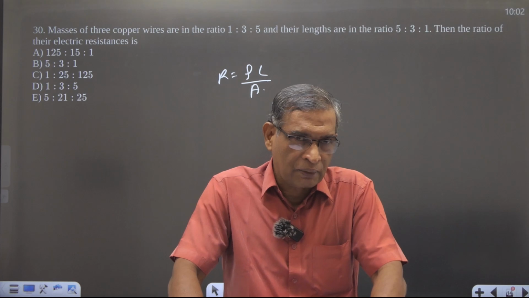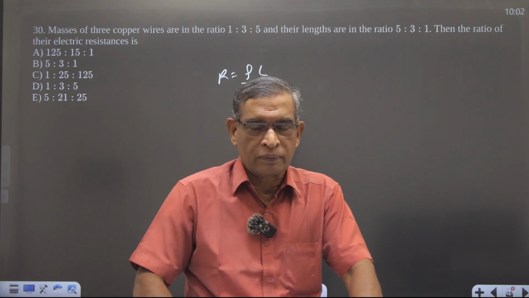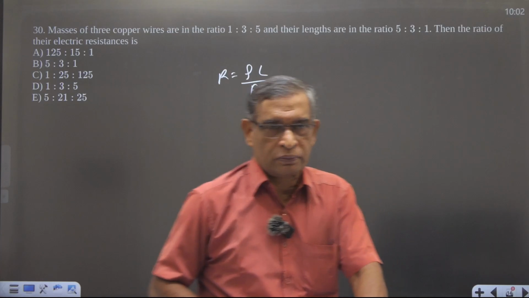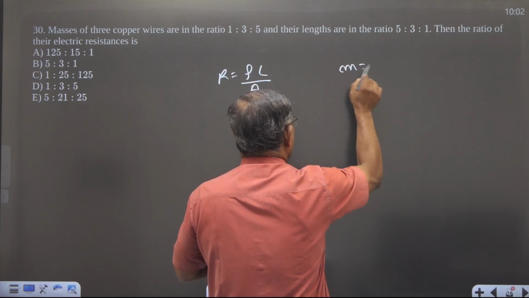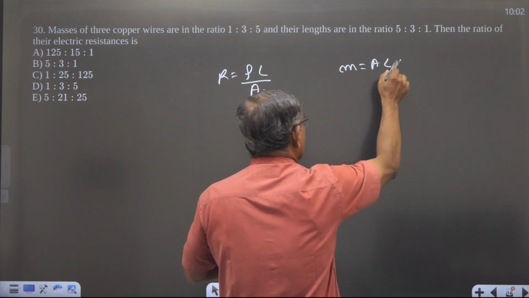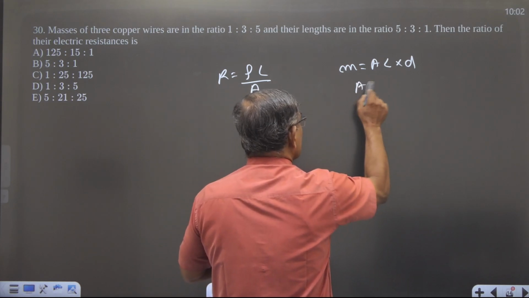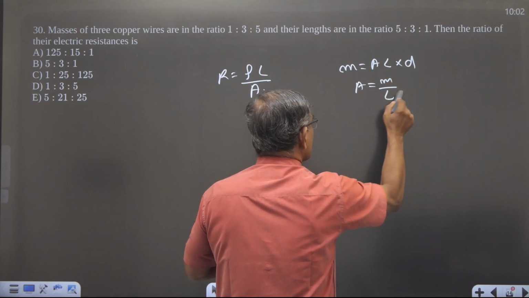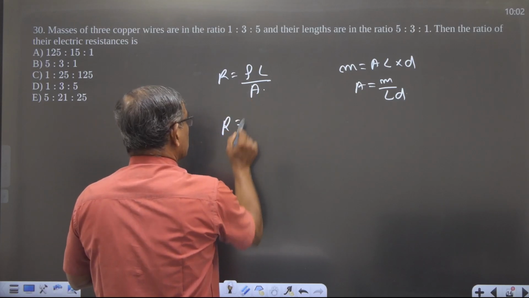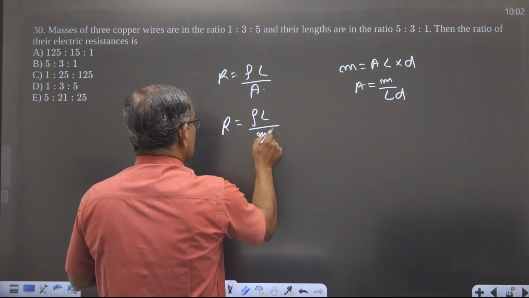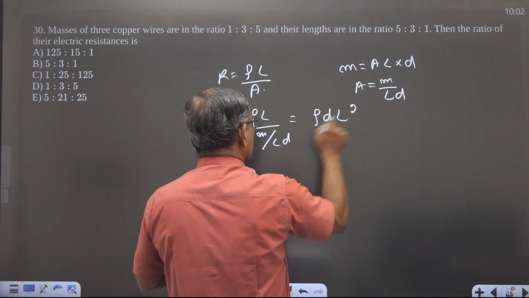Radius, area, mass - നമ്മൾ മാറ്റണം. അപ്പോൾ ഏരിയ മാറ്റി മാസ് എഴുതിയാൽ, mass is given, a known quantity. So we have to transform this equation first. And what is the transformation? You know, mass of the body is equal to area of cross section into length, that is volume, into density. That is the material density. From this, you have to replace A by M by L D, where D is the mass density. Substitute: R is equal to rho L by (M by L D), which is rho D L squared by M. Both rho and D are constants.